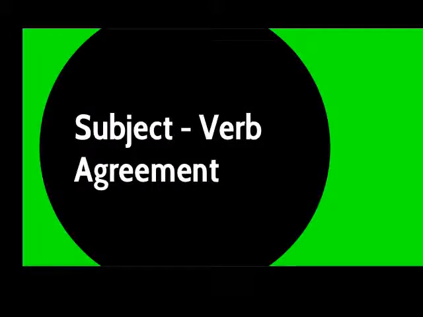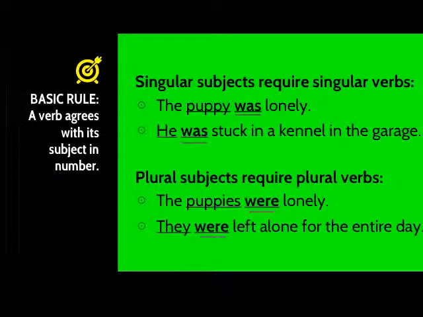In this video, I'll discuss subject-verb agreement as well as verb agreement with pronoun use. The basic rule with subjects and verbs is something you probably know already, or at least have learned somewhere along the line, and that is that a verb needs to agree with its subject in number. And really all that means is that singular subjects need singular verbs.